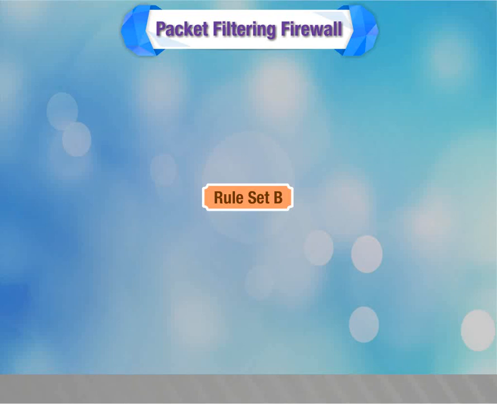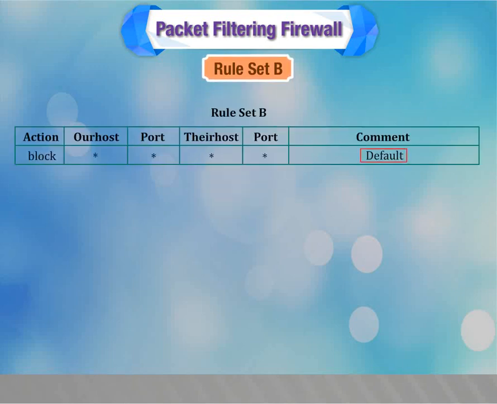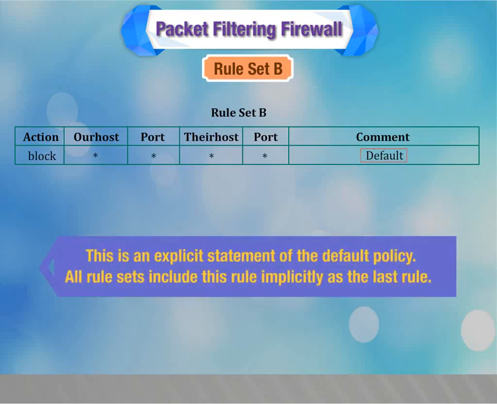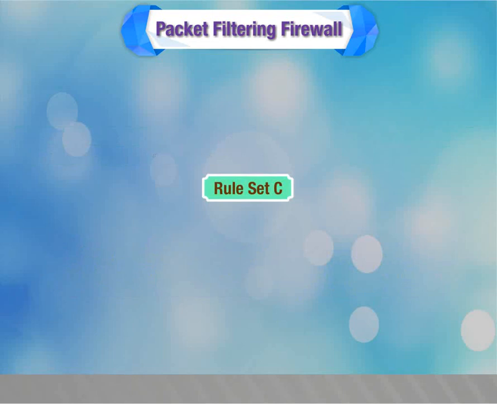Rule set B. This is an explicit statement of the default policy. All rule sets include this rule implicitly as the last rule. Rule set C.